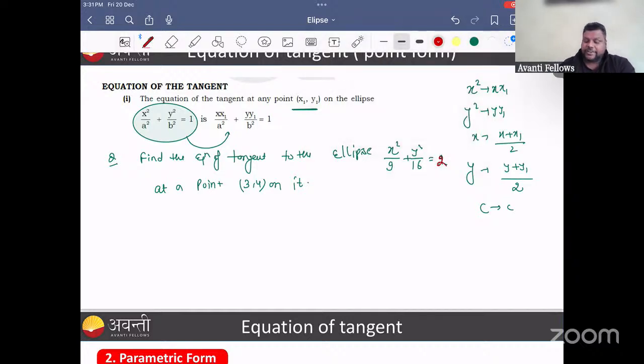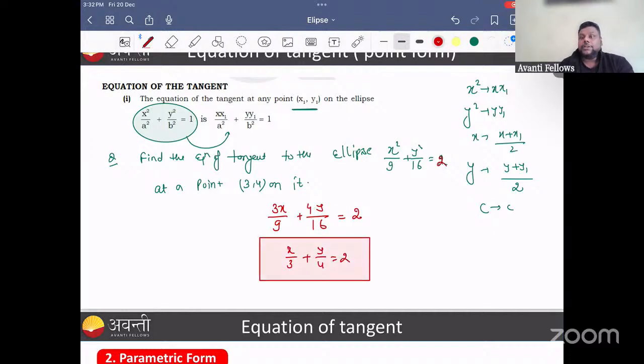So what will be the equation of tangent? Replace x square by xx1. So it is 3x upon 9, plus 4y upon 16 equals 2. So it is x upon 3 plus y by 4 equals 2. This is the equation of tangent to this ellipse. Am I clear? This is the equation of tangent.